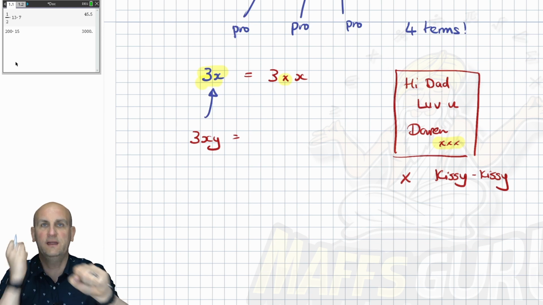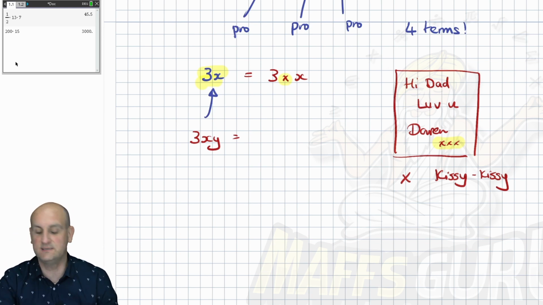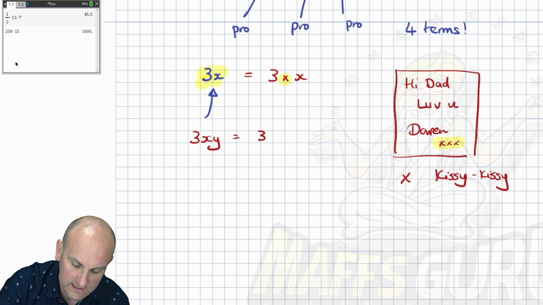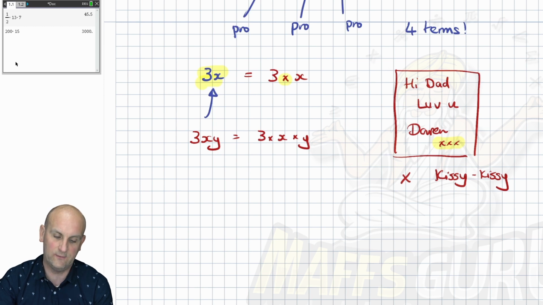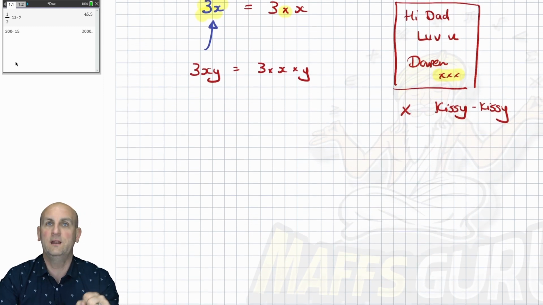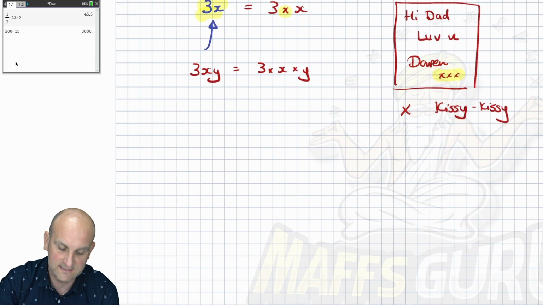Wherever there is a number and a letter stuck together, or a letter and a letter stuck together, that is the same as 3 Kissy-Kissy X, Kissy-Kissy Y. Lots of kissing going on there. We will definitely leave that one there, right? So when a number and a letter is stuck together, there are timeses.